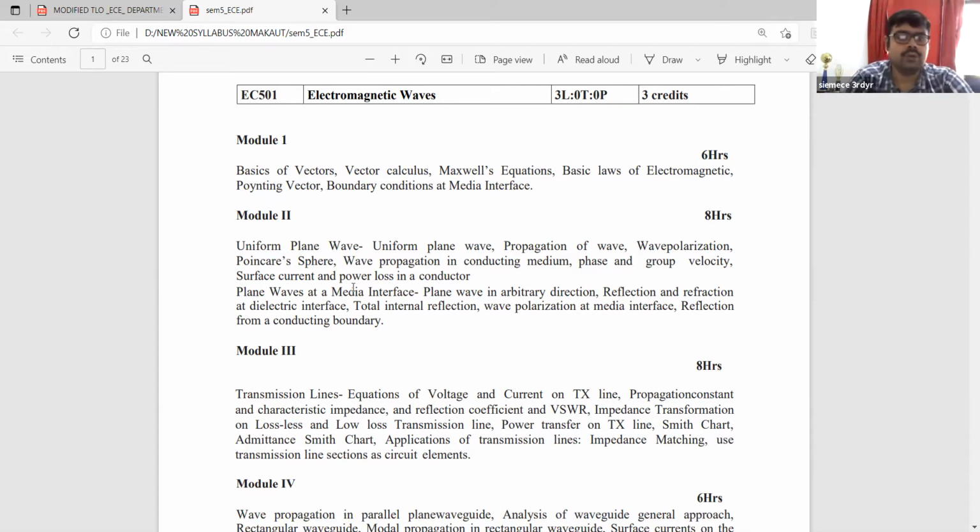Module 3, that is the third module according to our syllabus. So that is we discuss about the transmission line. I have already mentioned that is a slightly easier section. So module 3 will be the transmission line one. That is the transmission line equations of voltage and current on transmission line, propagation constant and characteristic impedance, reflection coefficient and VSWR, impedance transformation on lossless and low loss transmission line, power transfer on transmission line, Smith chart, admittance Smith chart, applications of transmission lines, impedance matching, use of transmission line sections as circuit elements. So many different topics you will find in this section.